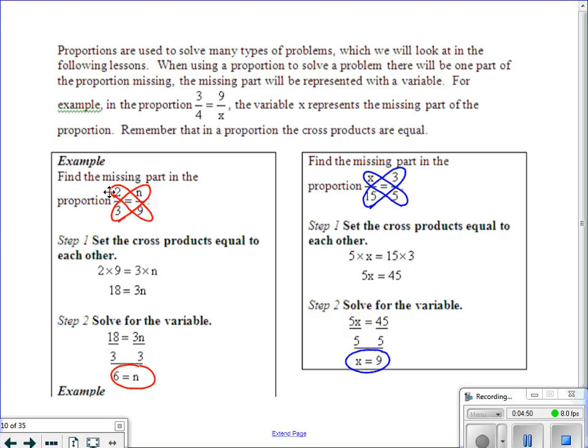So again, it makes sense if you were to put the 9 in the proportion for the x. One cross product would be 9 times 5, which would be 45. Your other cross product is 15 times 3, which we already know is 45. So again, your cross products equal one another.